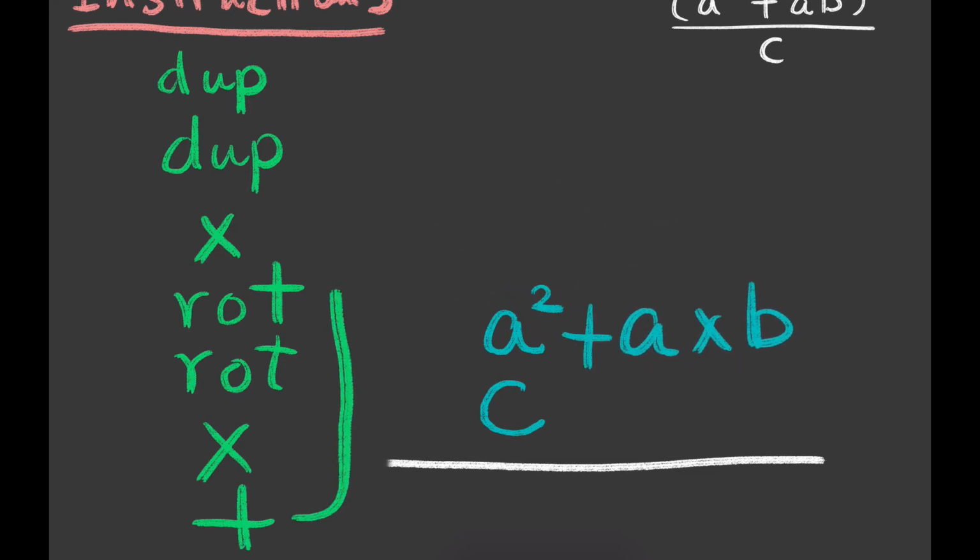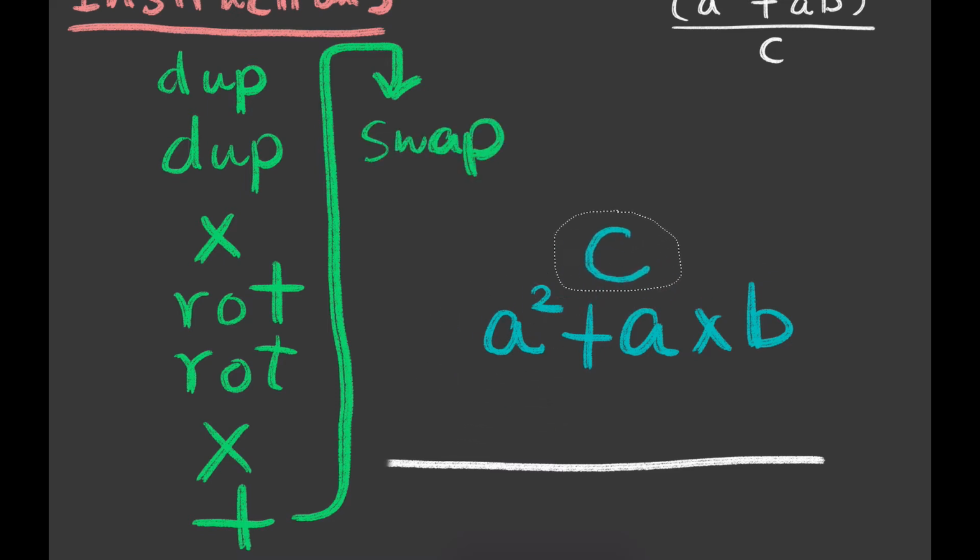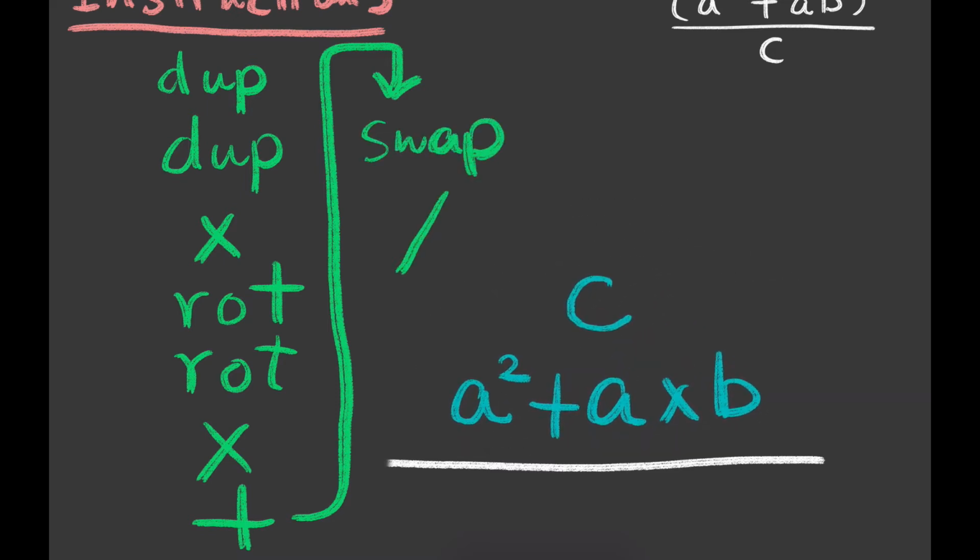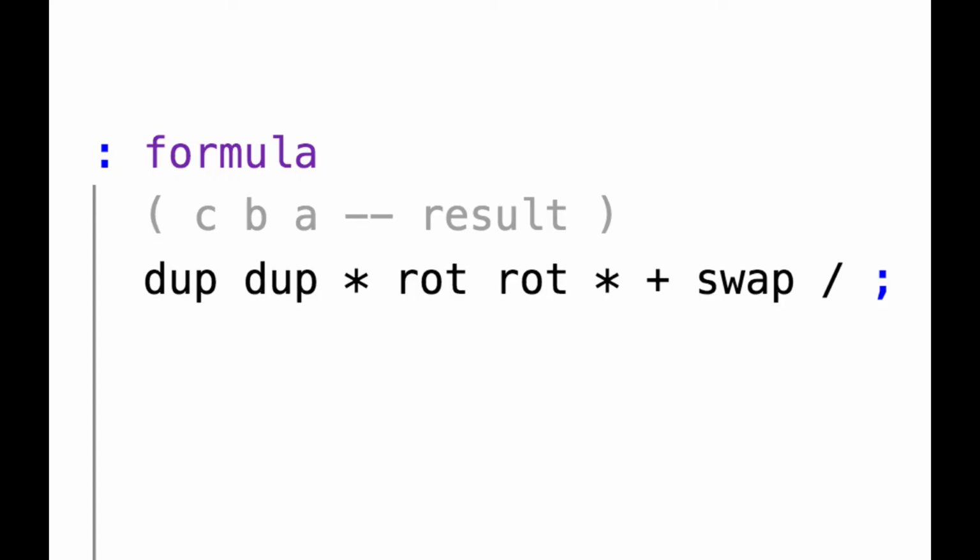Next, we want to divide the current result by C, but the divisor operator requires their order be reversed. So we use swap to switch their position, and now we're ready to divide and get the final result. So this is the full sequence of instructions we use to calculate our formula. What a piece of code.